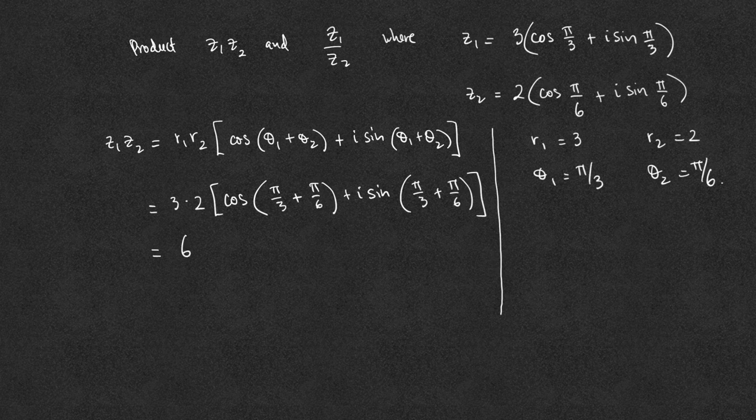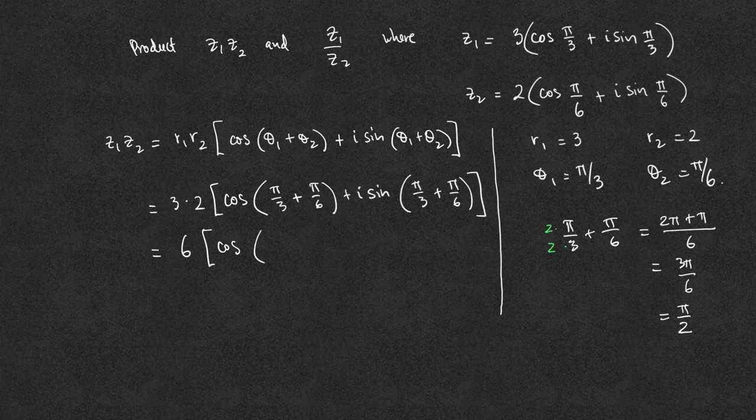Simplifying this, we have 6 cosine of pi over 3 plus pi over 6. The common denominator is 6, so we multiply 2 over 2 in the first term to get 2 pi over 6. Now we can combine the two fractions, 2 pi plus pi, which is 3 pi over 6, or simply pi over 2. Remember that pi over 3 is 60 degrees and pi over 6 is 30 degrees, so this is the 90 degrees angle.